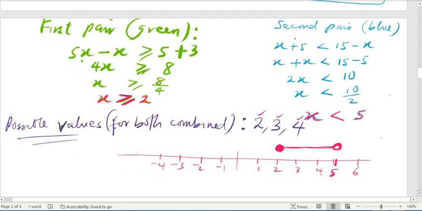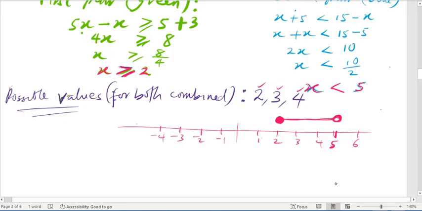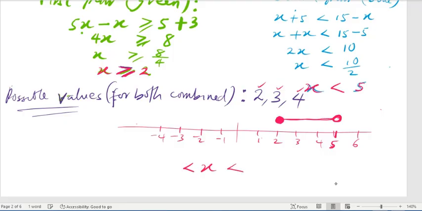Now, if you wanted to combine the two inequalities, this is how we write it. You put x in the middle. You put something here and something here. What will be below it? The first one will be 2, and you need to add the less than or equal to, and then this one will have 5. So this is the answer.